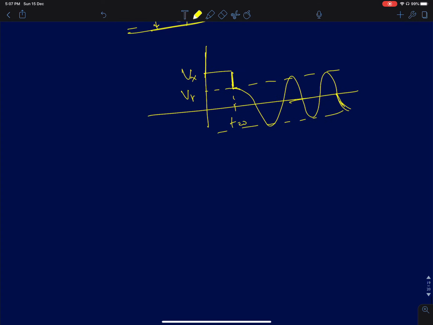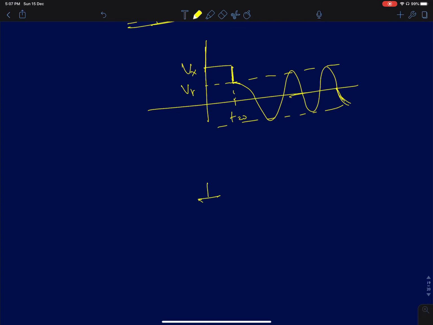Now we'll see what happens when I connect a negative voltage, when I just charge the capacitor to a negative voltage instead of a positive voltage. So now I'm going to charge it to minus Vx and see what happens to this.